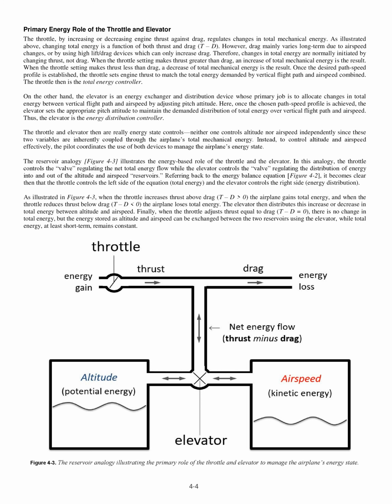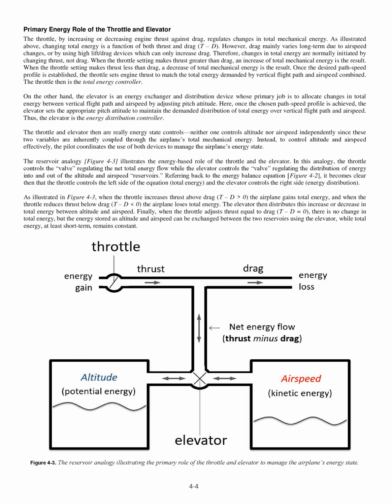However, drag mainly varies long-term due to airspeed changes, or by using high lift/drag devices which can only increase drag. Therefore, changes in total energy are normally initiated by changing thrust, not drag. When the throttle setting makes thrust greater than drag, an increase of total mechanical energy is the result. When the throttle setting makes thrust less than drag, a decrease of total mechanical energy is the result.